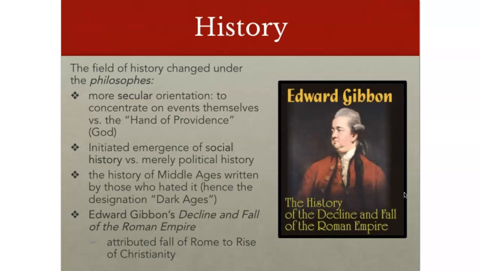The history of the Middle Ages was written by those who hated it. And so the people who thought it was the worst time in the world, of course, named it the Dark Ages. And we've talked about that before. And then finally, a man named Edward Gibbon was a very famous historian, wrote a very famous historical work called The History of the Decline and Fall of the Roman Empire. And he is the one who was the first one to make the claim that Rome fell because it became fundamentally Christian.